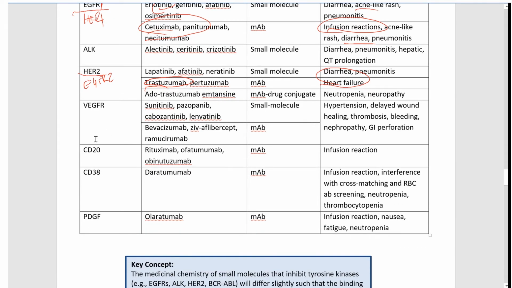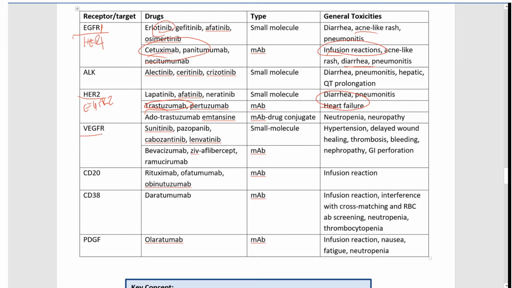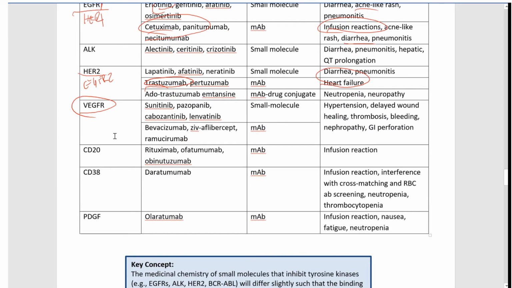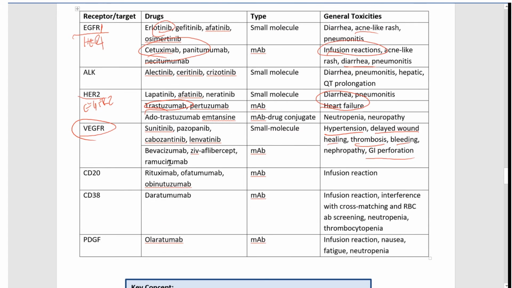When we get into targeting VEGF, here's another one that we really need to pay attention to. This is vascular endothelial growth factor. This is involved in angiogenesis. So any type of inhibition to this would mean that we have cardiovascular toxicities such as hypertension, delayed wound healing, thrombosis, bleeding, and GI perforation. Those are all issues with our vascular endothelial growth factor inhibitors.